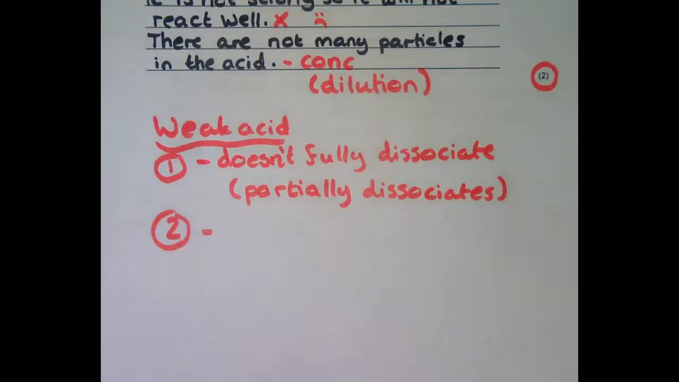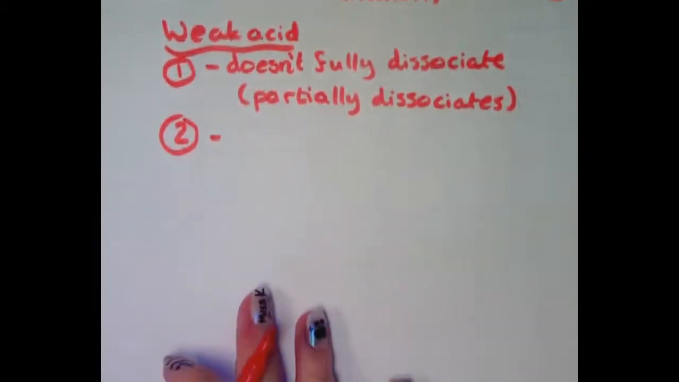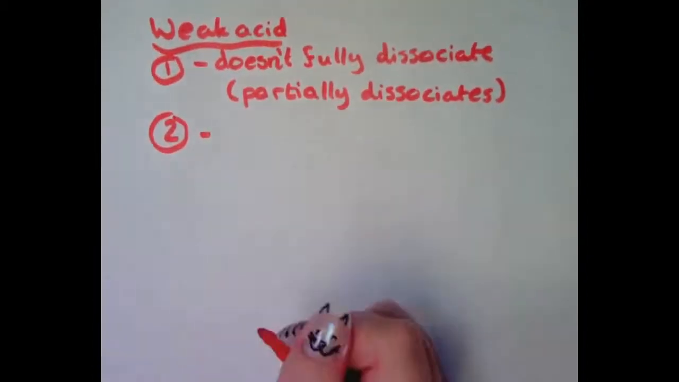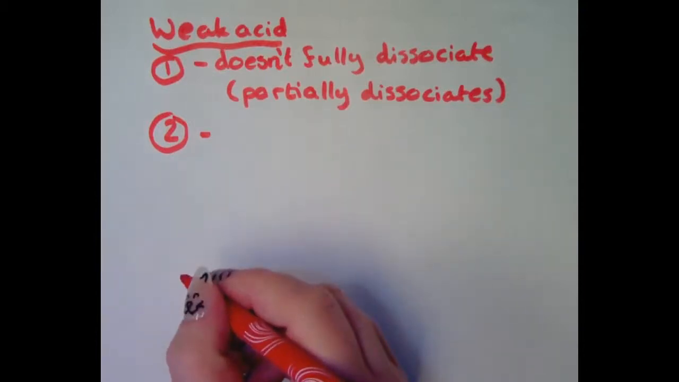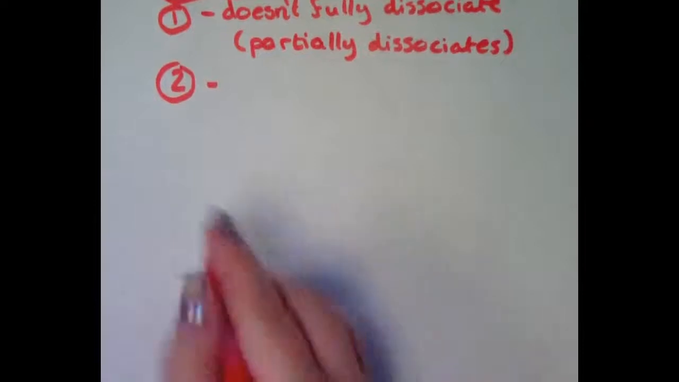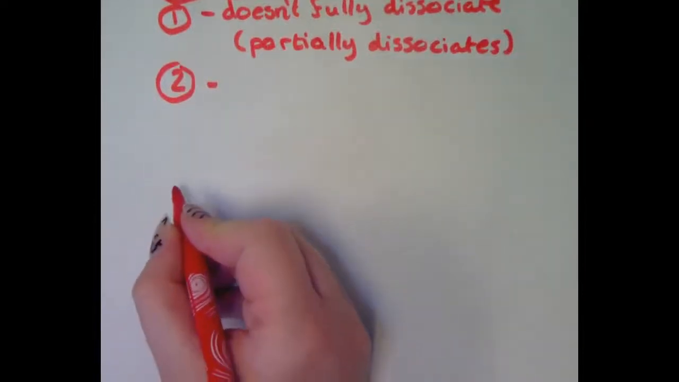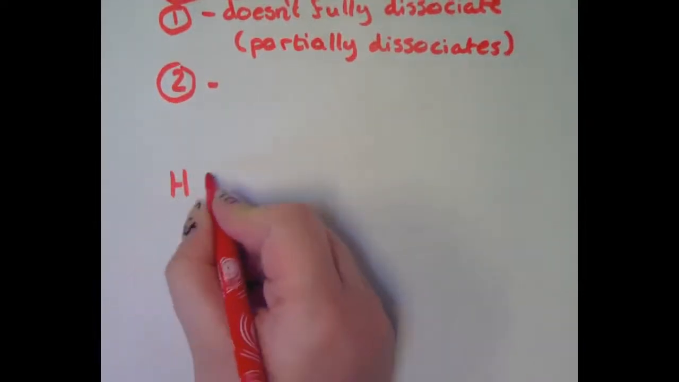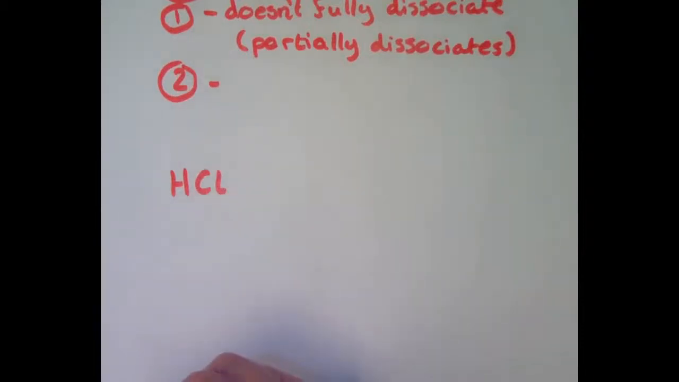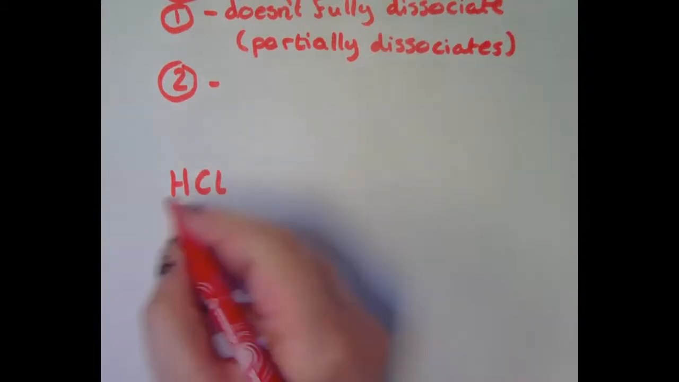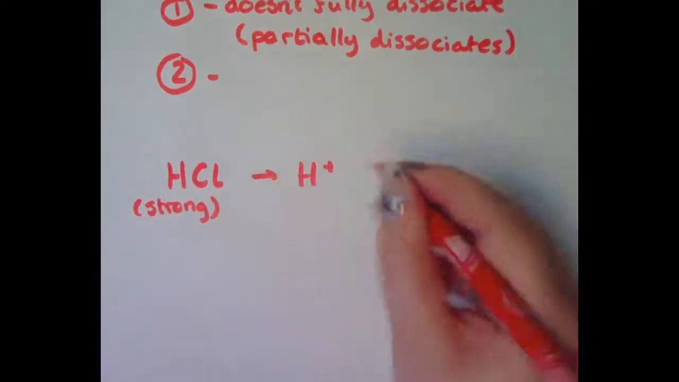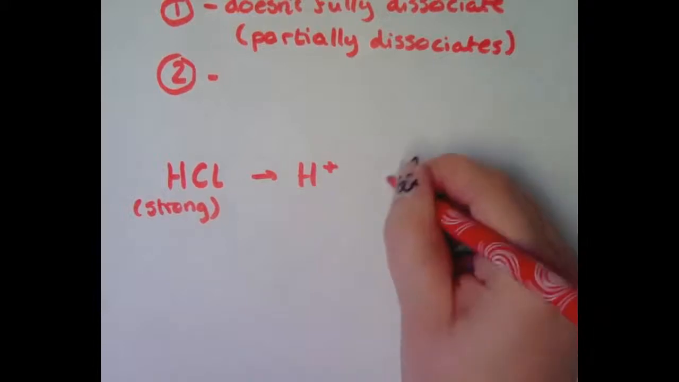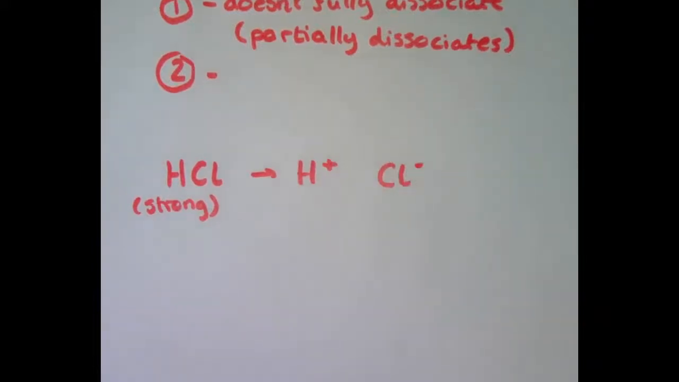So how are we going to get that second mark? Well, we've said that it doesn't fully dissociate. We've not said what it would dissociate into. All acids will dissociate into H+ ions and their corresponding anion. So for example, hydrochloric acid is typically a strong acid, and it would dissociate to give H+ and its corresponding anion would be Cl-.